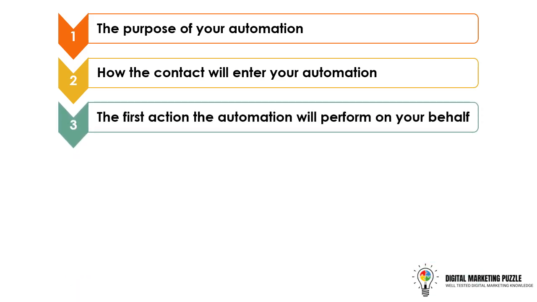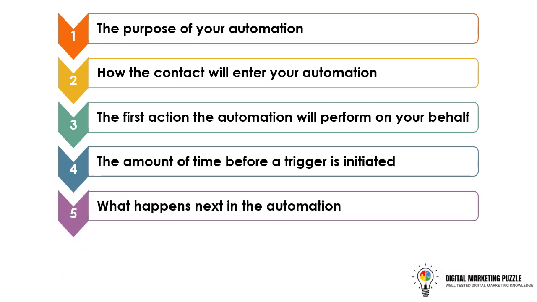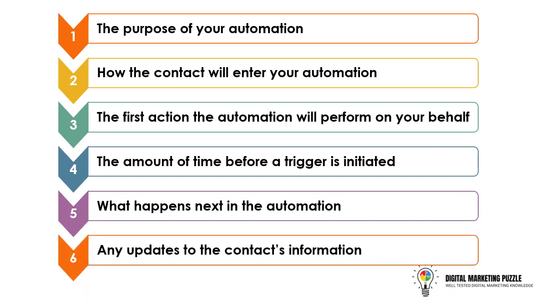3. The first action the automation will perform on your behalf. For example, send an email. 4. The amount of time before a trigger is initiated. For example, wait a week before sending an email or wait until a specific date. 5. What happens next in the automation? For example, if or else qualifier, end automation, send another email, etc. 6. Any updates to the contact's information. For example, subscribe to another list, unsubscribe from a list, tag added, tag removed.